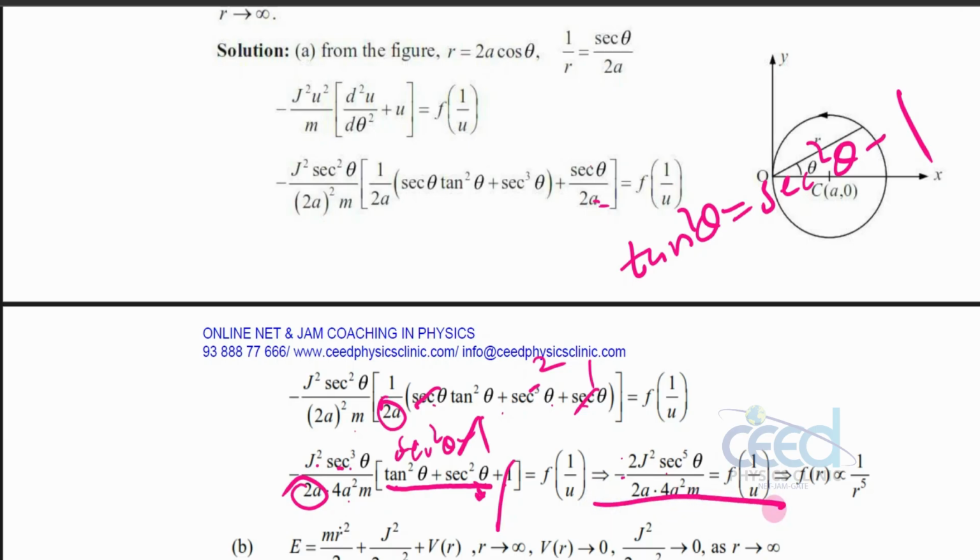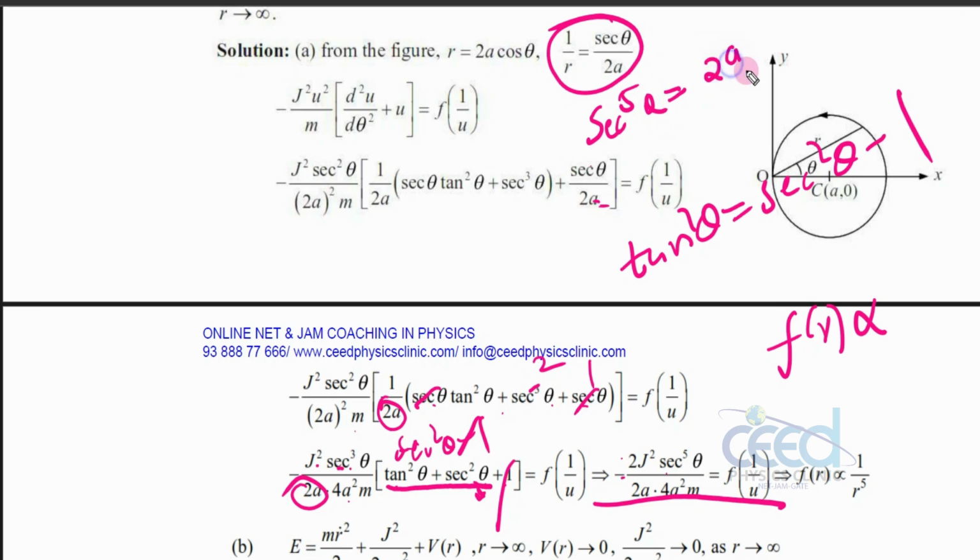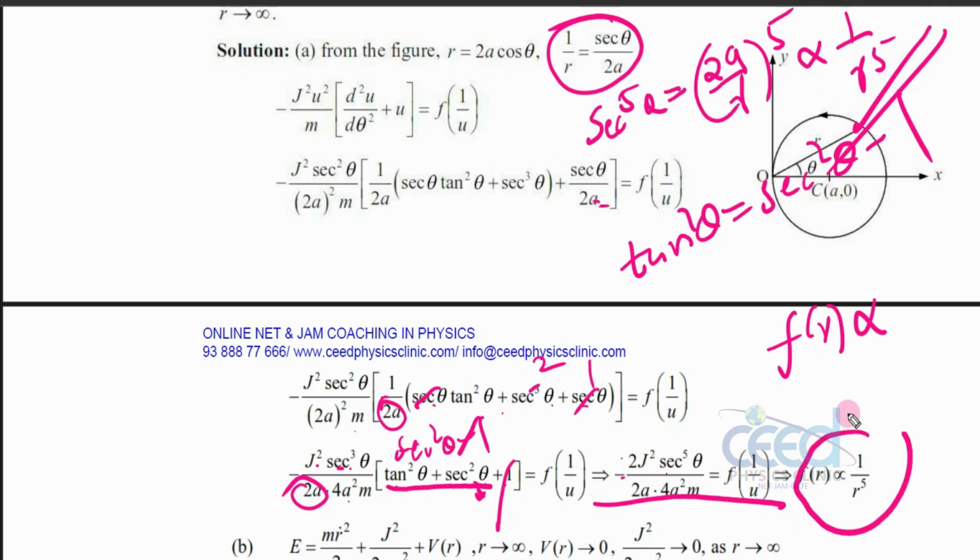Then what is f of r? 1 by u is equal to r only. Then f of r is proportional to sec raised to 5 theta. Sec raised to 5 theta means what? Sec raised to 5 theta is equal to, from this equation, what you get? 2a by r whole raised to 5. That is proportional to 1 by r raised to 5. So f of r is proportional to 1 by r raised to 5. That is the first part of the question.